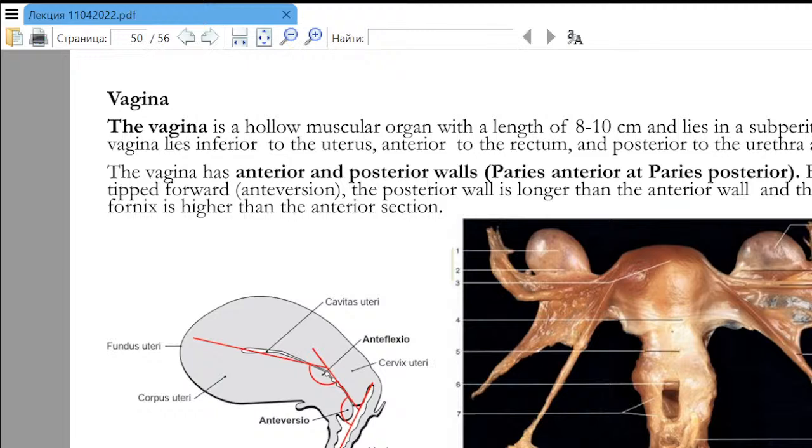This is the fornix. The posterior wall is longer than the anterior wall, and the posterior vaginal fornix is higher than the anterior section.